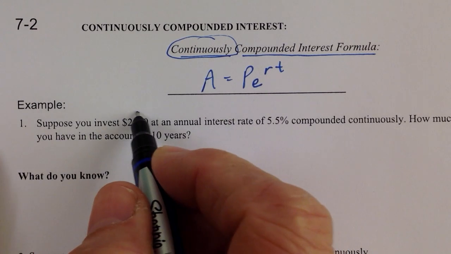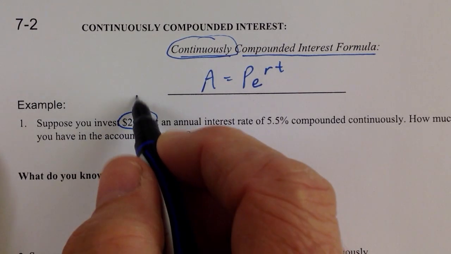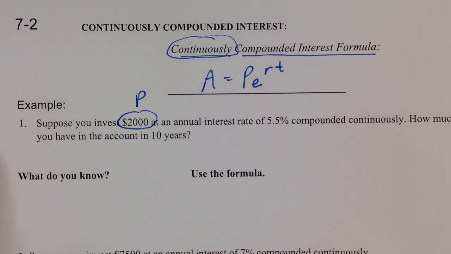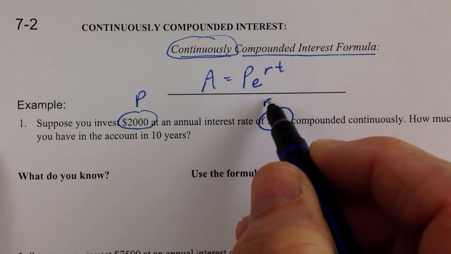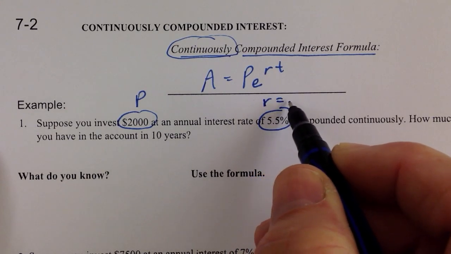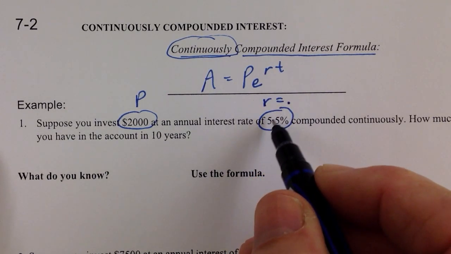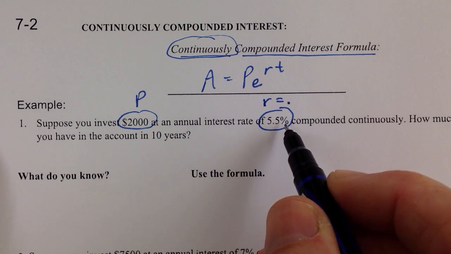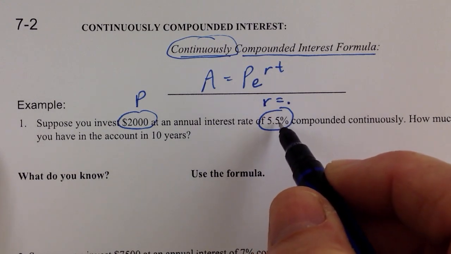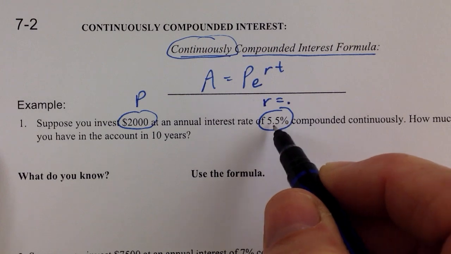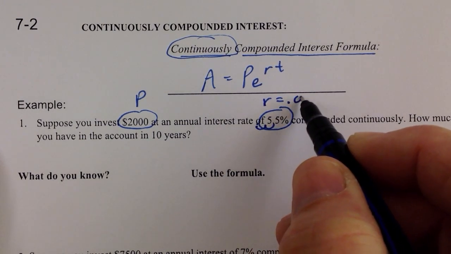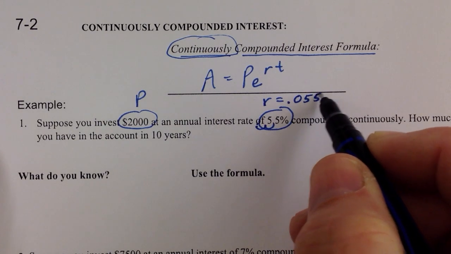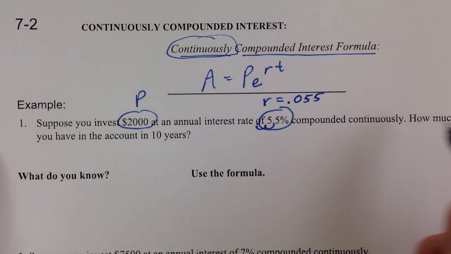Suppose you invest $2,000, and that's our initial investment, that's the P, at an annual interest rate of 5.5%. Now that's an R, but we always want to make sure we write that percentage as a decimal. And remember, when you change percent to decimal, you have to move the decimal over 2 places to the left. So we get R is equal to 0.055.